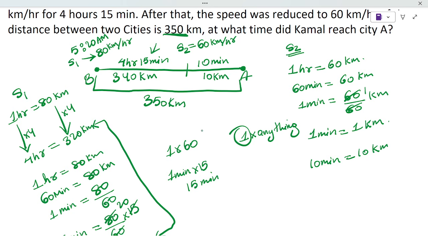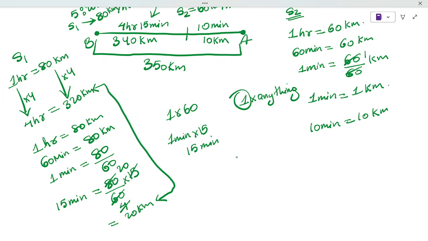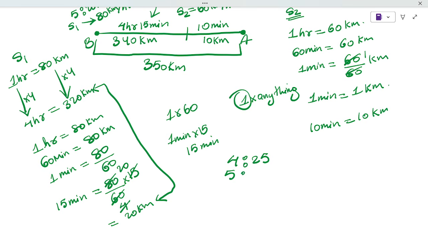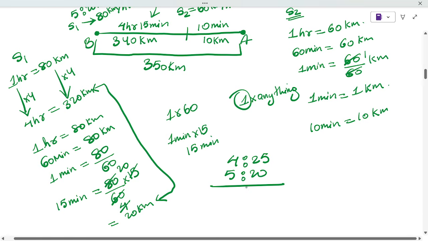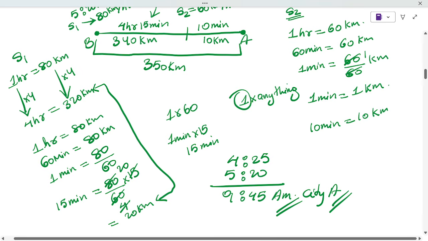So he will move at 5:20. Yes, he will move at 5:20. Total time will be 4 hours 50 minutes plus 10 minutes. That means this will give us 4 hours 25 minutes. He moves at 5:20. So the arrival time is 9:45 AM. So the answer is 9:45 AM. That will be the answer.